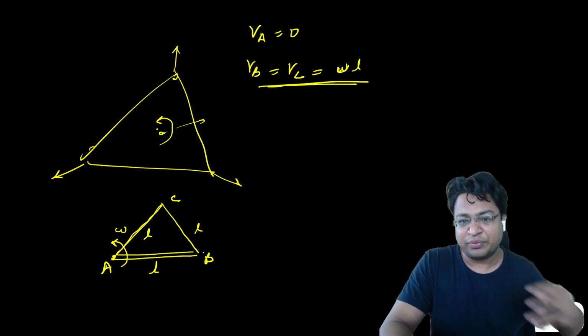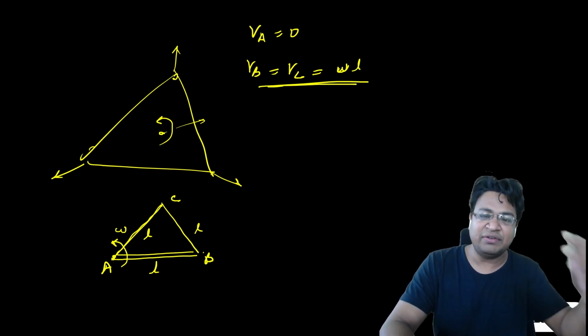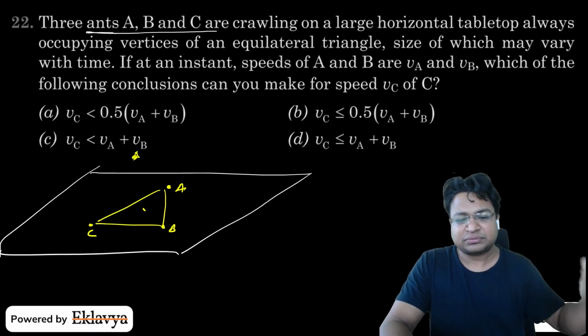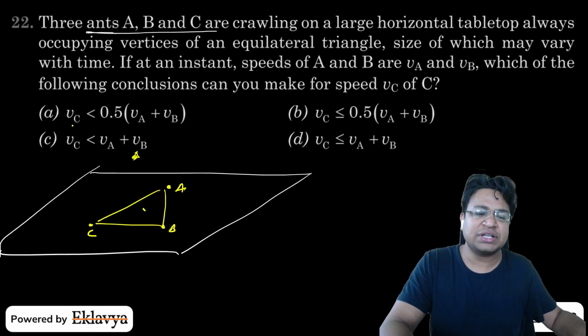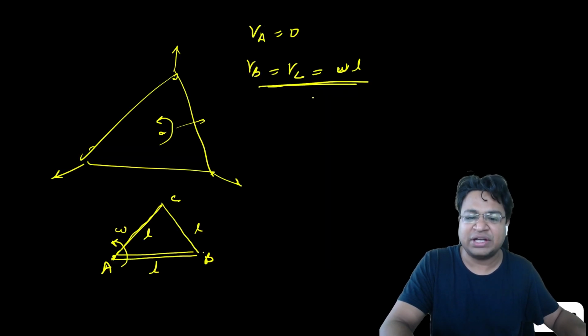Okay, so let's try to check the options with these. What I'm trying to use here is elimination. Then I will tell you how you can prove this. So option A says that VC is less than half of VA plus VB. So VA is 0, VB is omega L. Let's give a name to omega L.